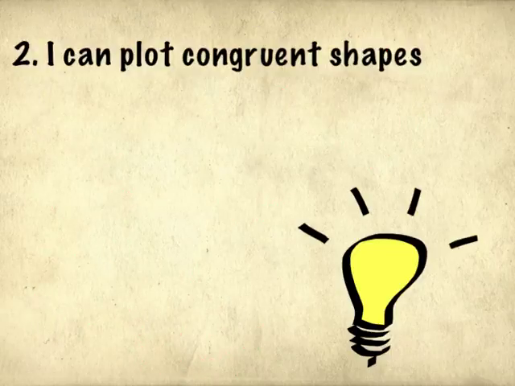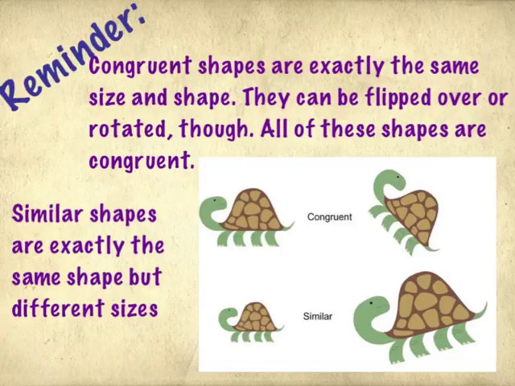So that was an easy review, so let's plot some congruent shapes. And we'll start that by reviewing what congruent means. So congruent shapes are exactly the same size and shape. They can be rolled around or flipped over. So these shapes here are congruent. It's the same size, same shape, it's been turned, but that's okay. It could also be flipped so that my head was going this way, and that would be fine too.